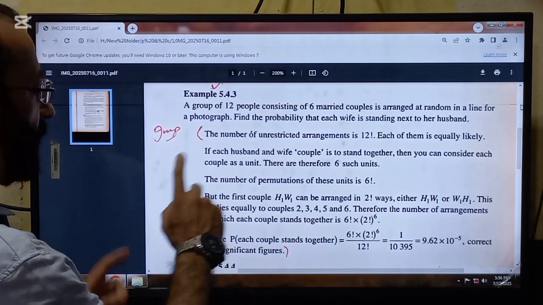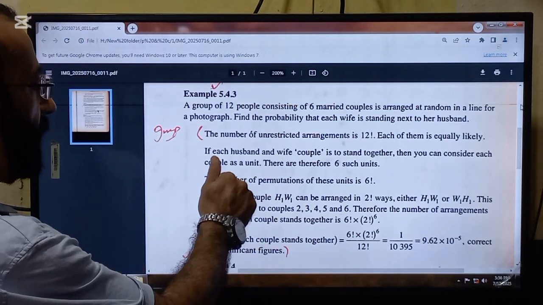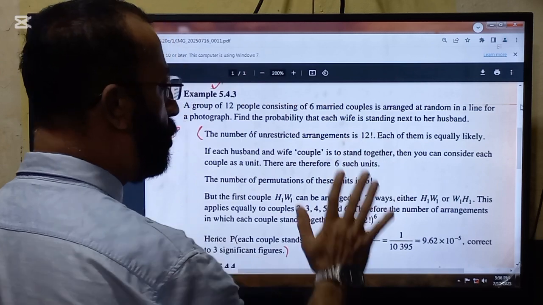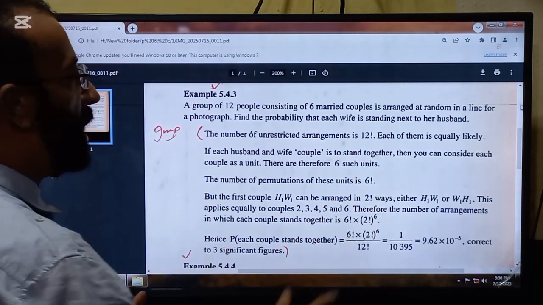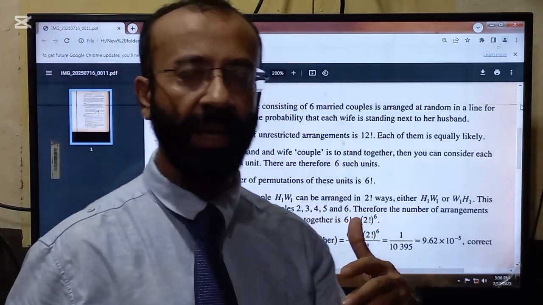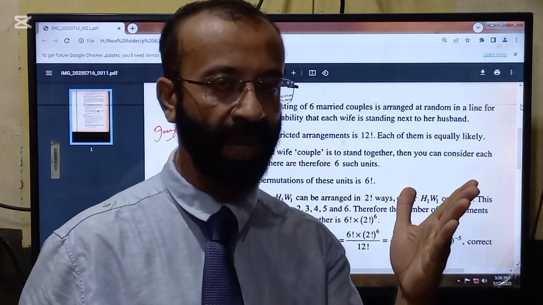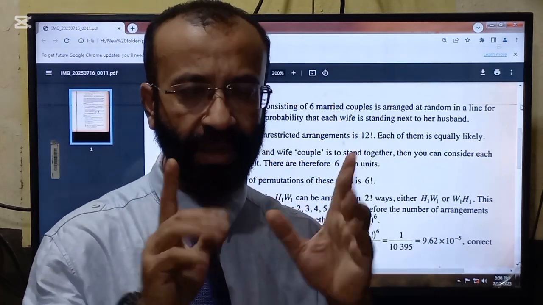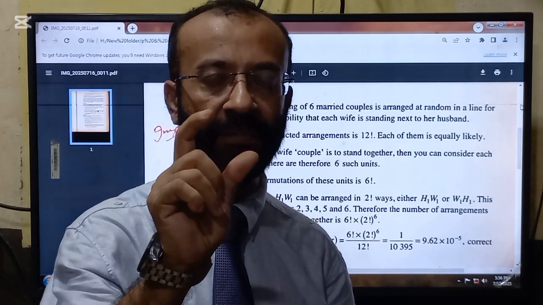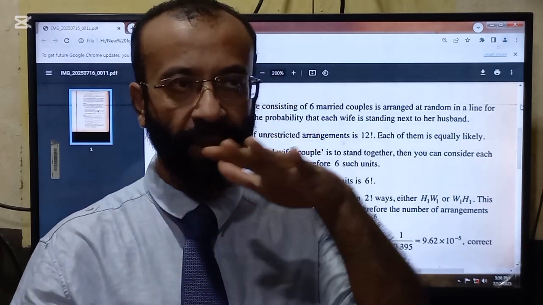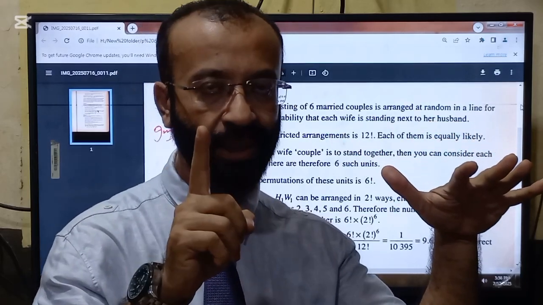So look now, this is the thinking process. The number of unrestricted arrangements is 12 factorial. So this is the total number of outcomes. Now we are going to find the favorable outcomes in which every wife will stand next to her husband. So it means now consider each wife and husband as a single unit. If they are a single unit, in total there will be 6 units.